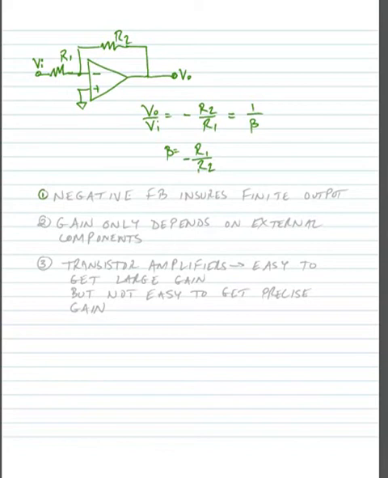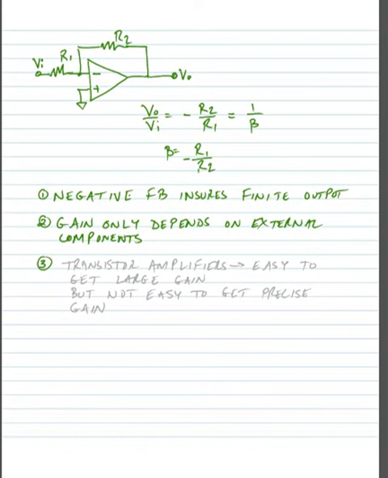So to summarize, negative feedback ensures a finite output, regardless of what the gain of our amplifier is. Typically, what we're going to find is that the gain of our entire feedback system only depends on external components. And specifically, typically it depends on the ratio of external components, which is going to help us when we try and make systems over process variations.